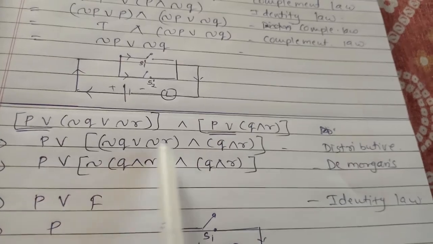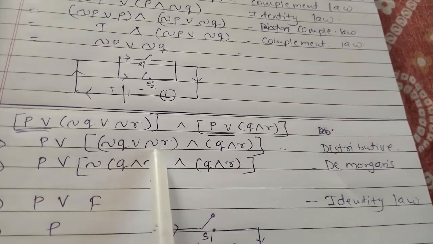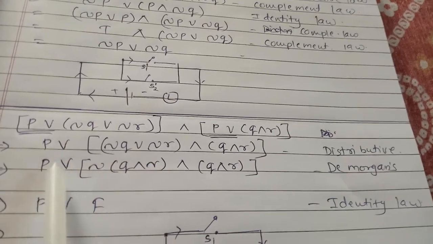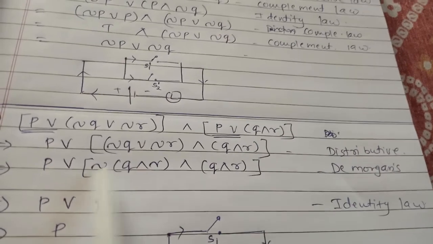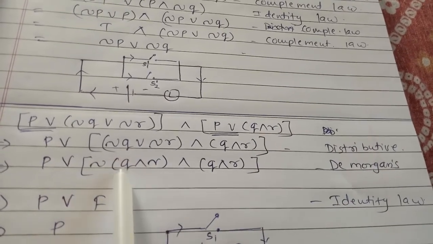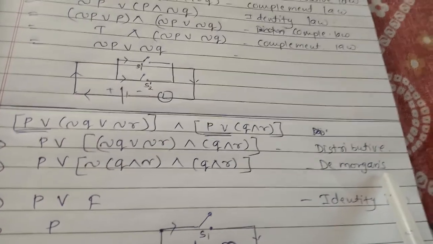So here we can take the common, that is negation, from this bracket. So P disjunction as it is. From this bracket we take the negation common, so this disjunction becomes conjunction. So Q conjunction R conjunction Q conjunction R. It is by De Morgan's law.